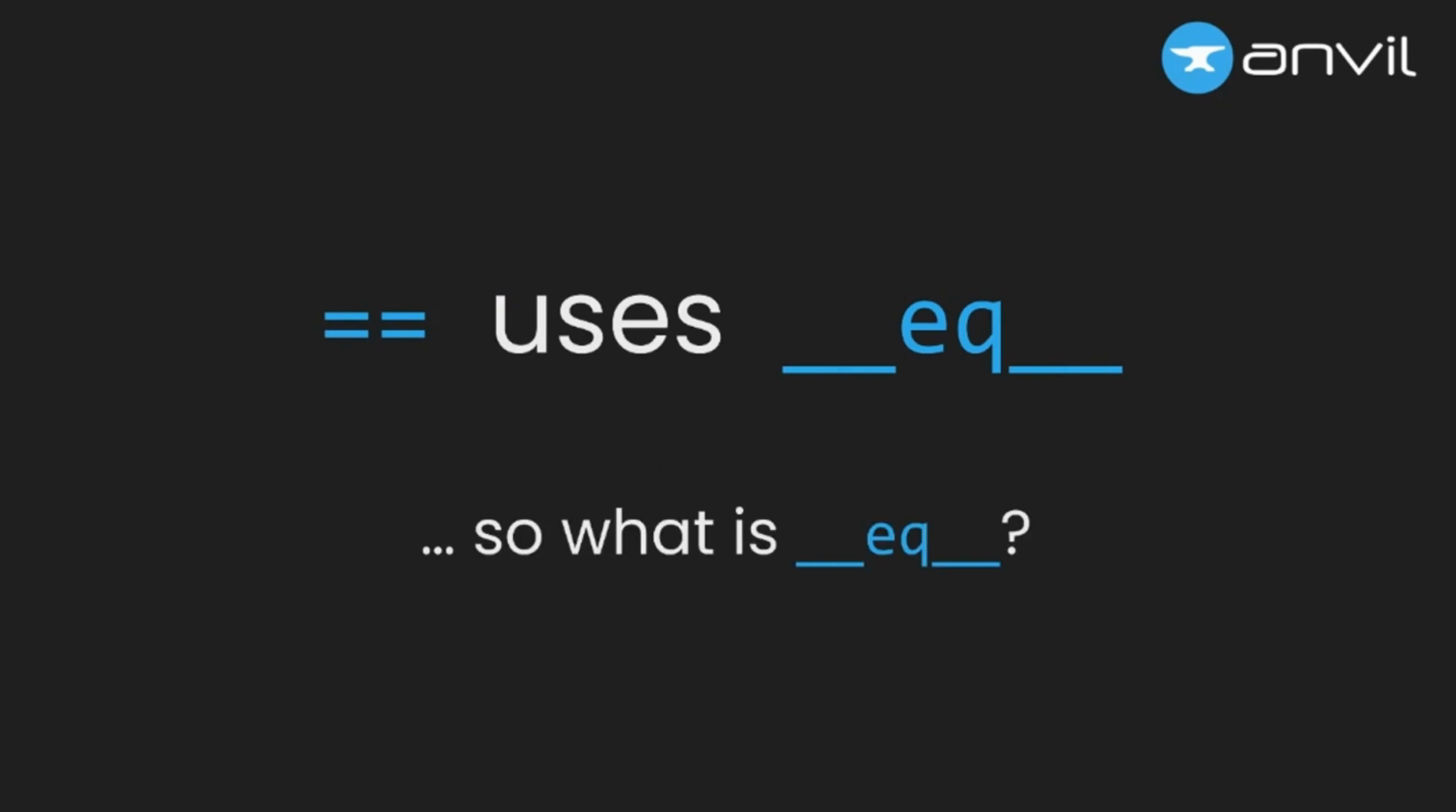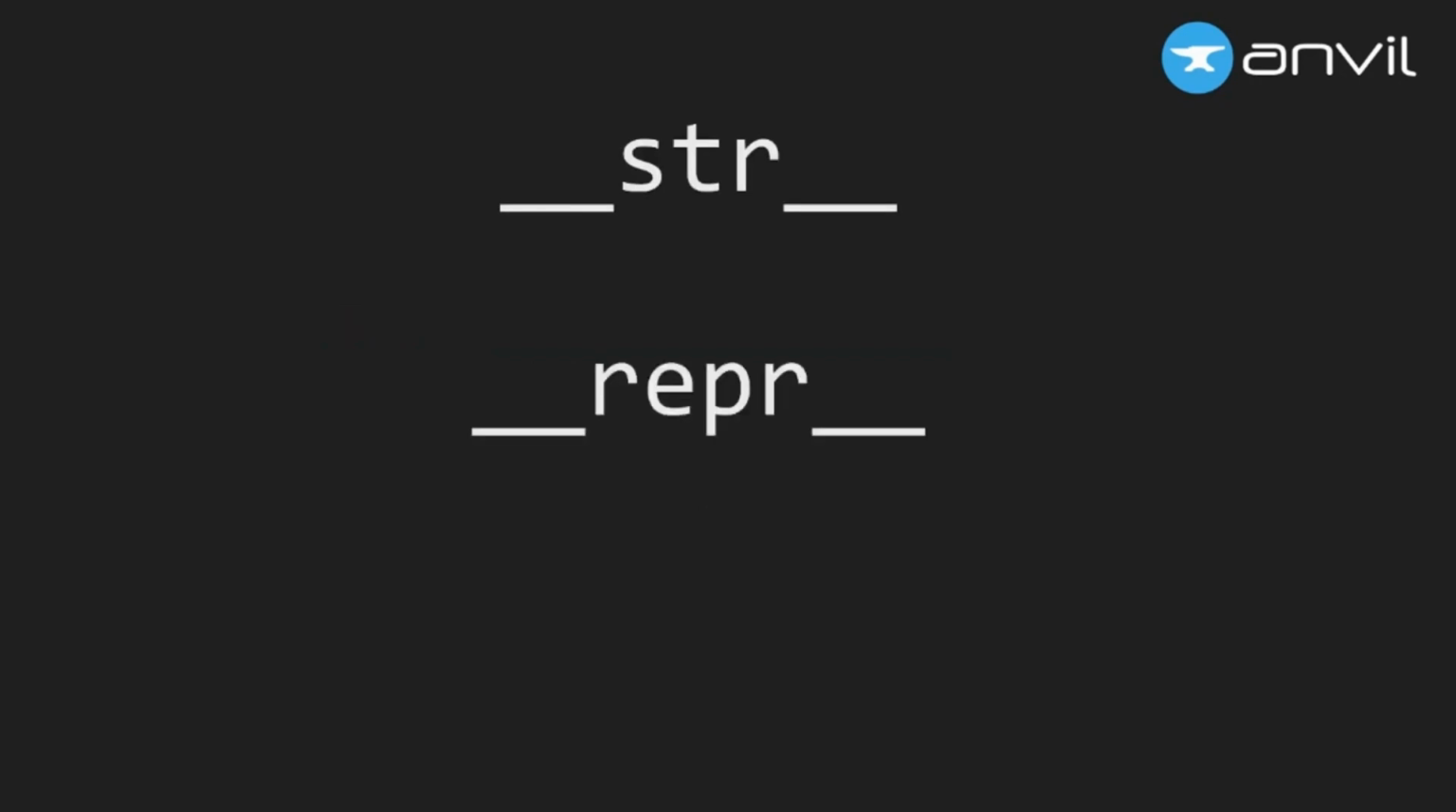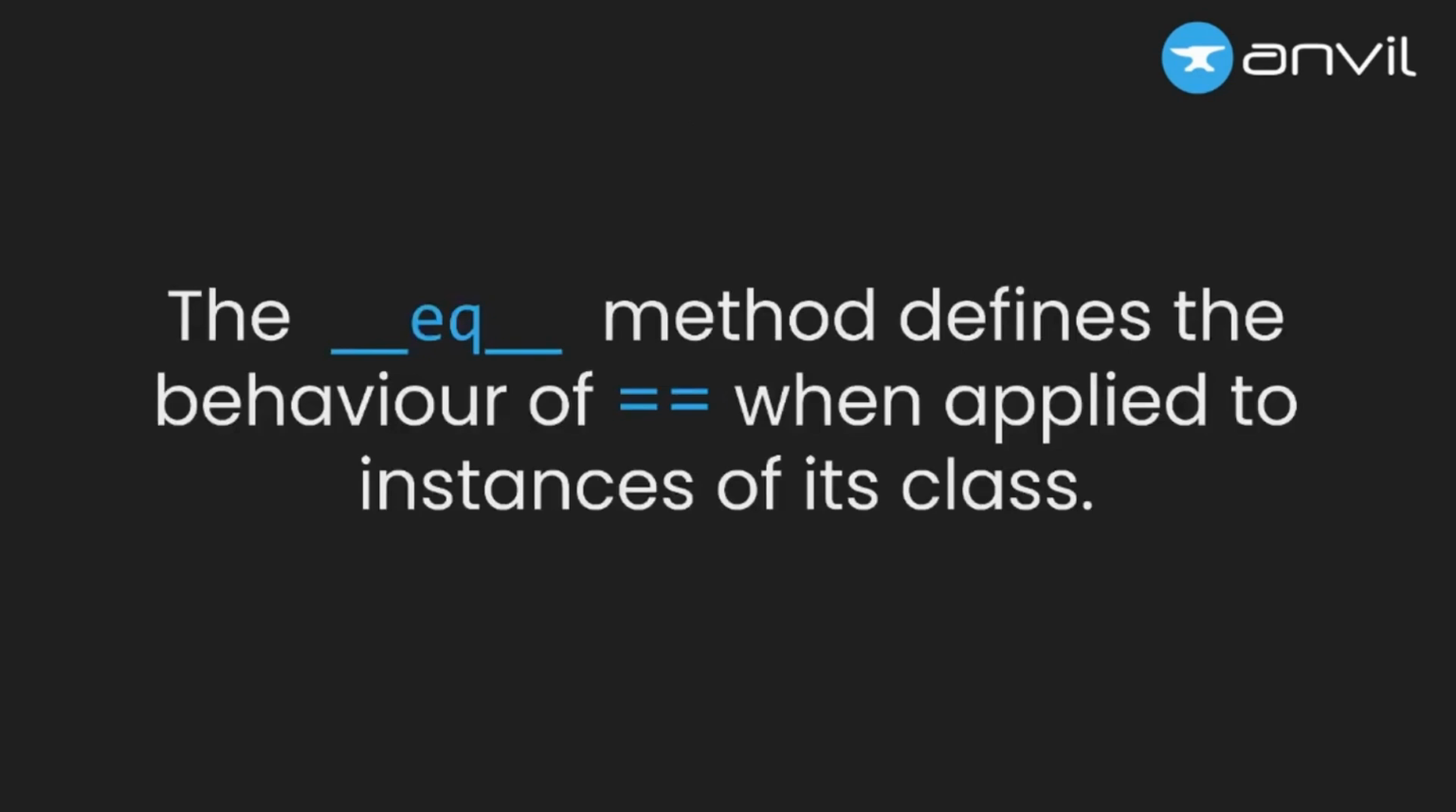So what is that? We're quite familiar with double underscore methods. I think in Python you might have seen double underscore str, double underscore repr, or double underscore init. It's obviously a really common one, and these are also called magic methods or dunder methods, as a shortening of double underscore. And the double underscore equal method defines the behavior of the double equals operator when it's applied to instances of the class that the method is defined upon.